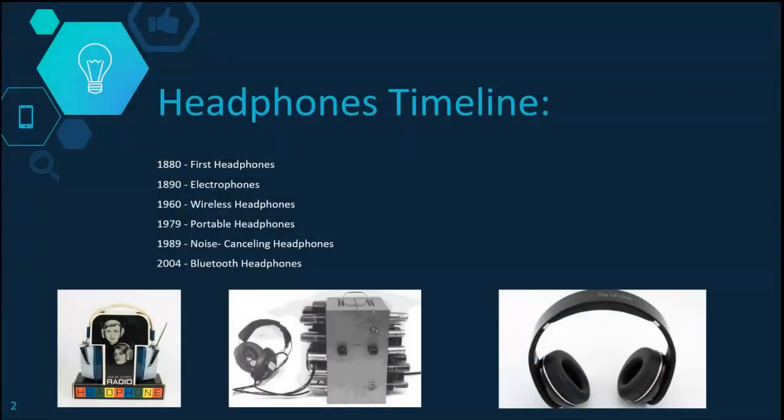Headphones timeline consists of the first headphones in 1880, electric phones in 1890, which are large but not portable headphones, wireless headphones in 1960, portable headphones in 1979, noise canceling headphones in 1989, and Bluetooth headphones in 2004.